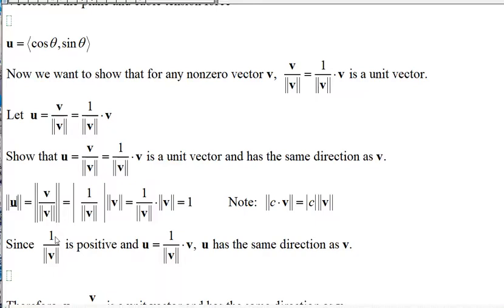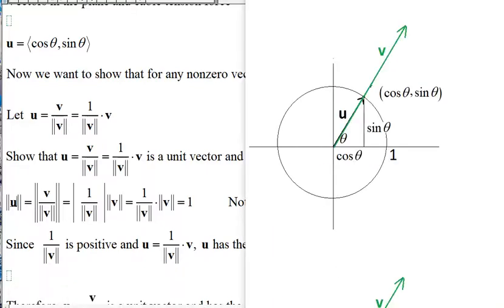And also notice that 1 over the magnitude of v is positive. And so here we have u is equal to a positive quantity times v. And therefore u and v will have the same direction. And graphically, this is what it looks like. And so this is the vector v. Then this vector right here, v divided by the magnitude of v, will be this unit vector right here.